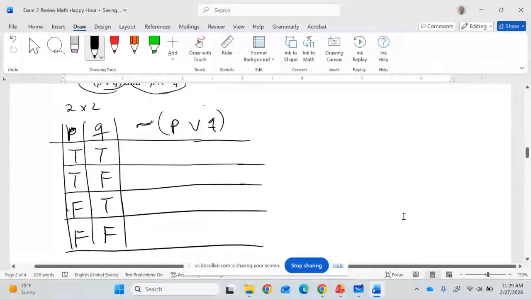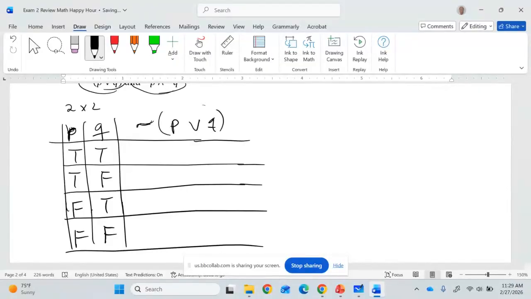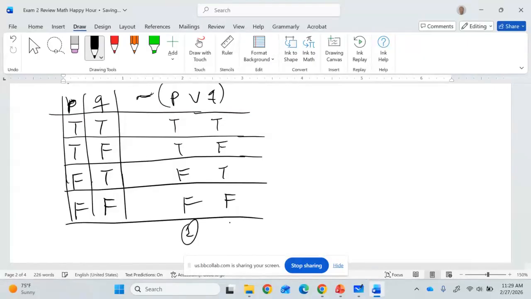So to do this, if you want to, you could copy the values again: true, true, true, false, false, true, and then false, false. This could be your columns 1 and 2, and then in the middle you put the value of the or, which we mentioned is true as long as there's one true, and only when both of them are false is it false. So this is my number 3.